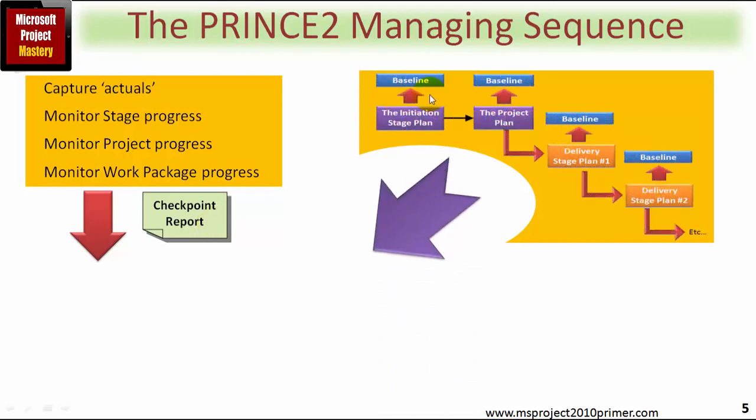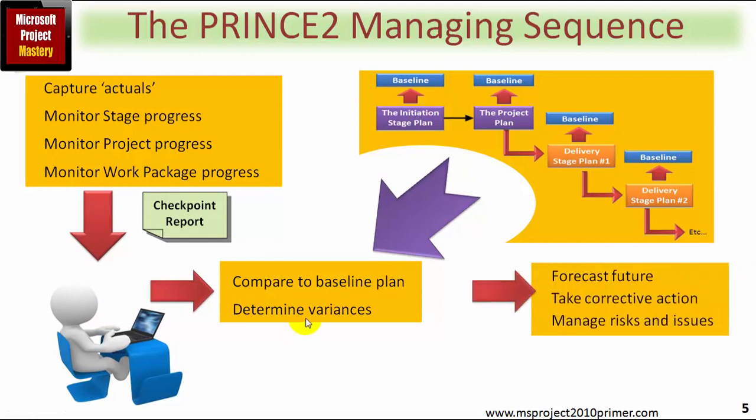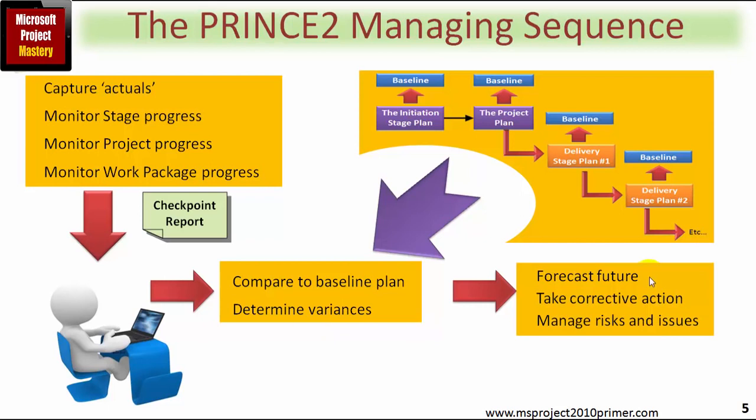Going back to our delivery sequence, the project manager would take this actual information and compare it against the baseline plan, the current stage plan if you will, and determine what the variances are. It's these variances that would drive the project manager's future forecasts, whether there's a need to take any form of corrective action to bring the forecast back in line with the plan, and of course the project manager would need to manage risks and issues on an ongoing basis throughout the stage, and of course the project.